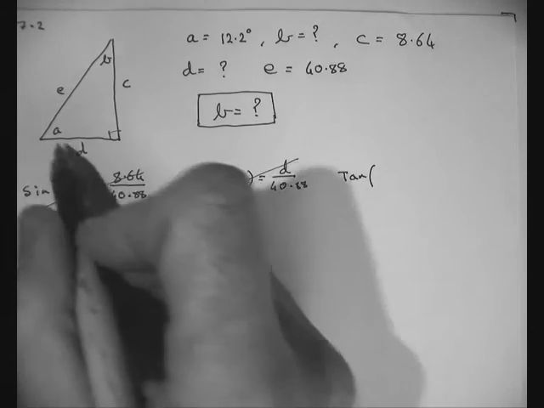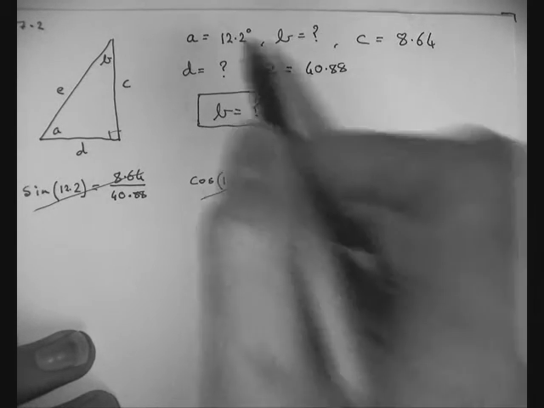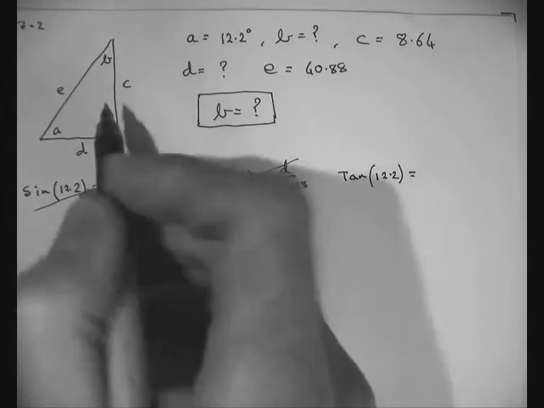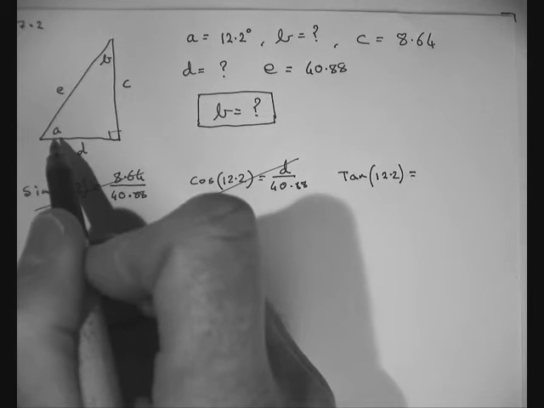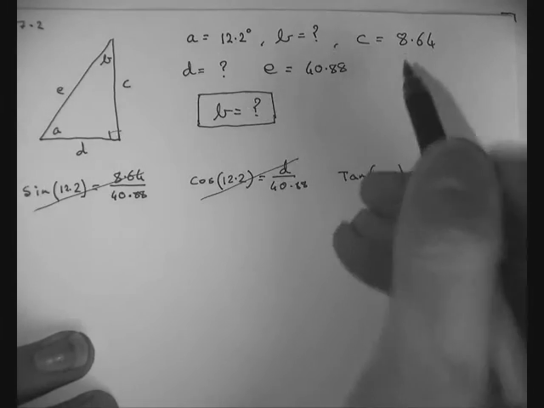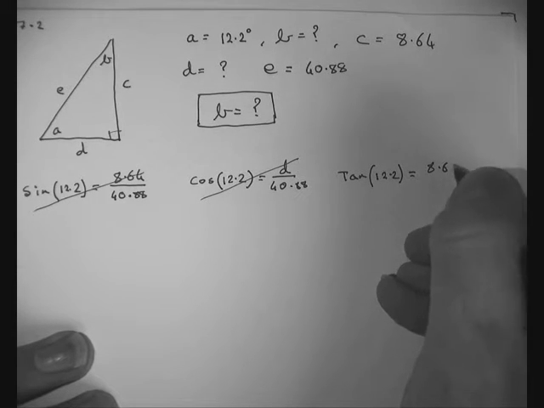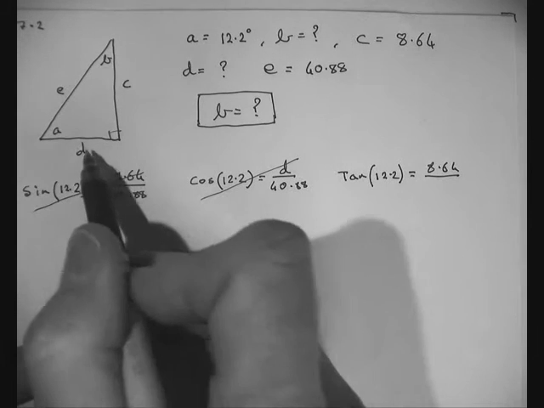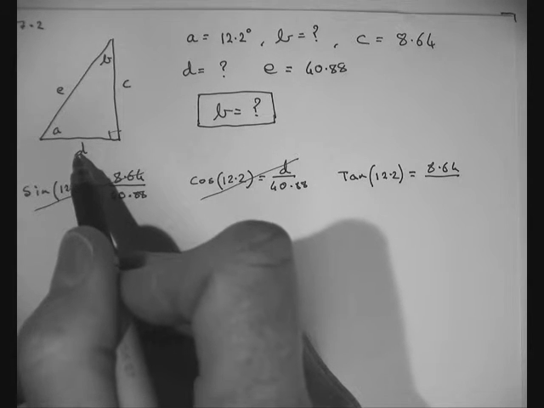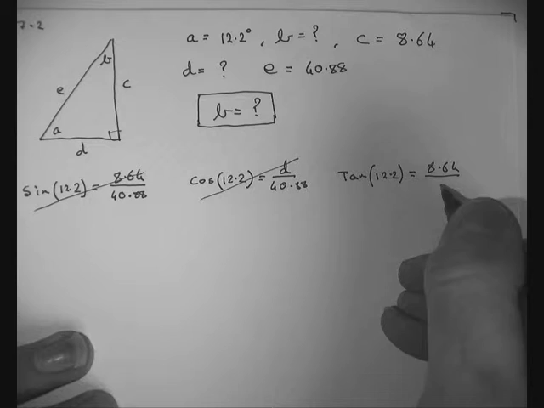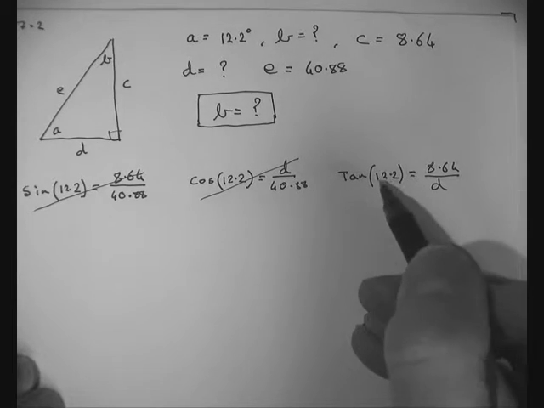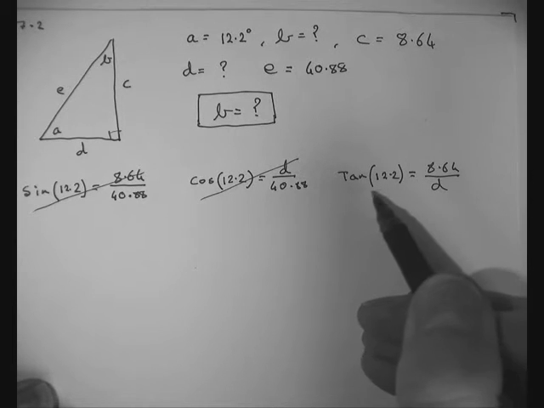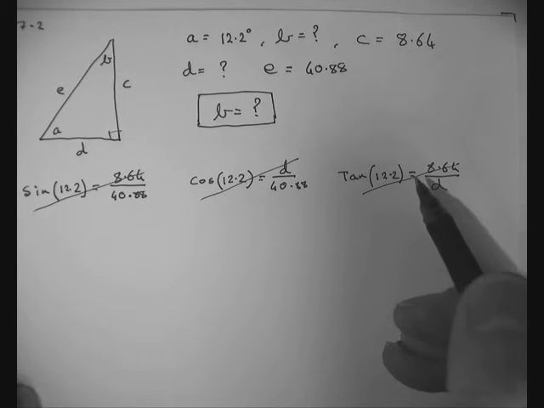Let's try the tan of the angle. The tan of the angle A, 12.2 degrees, is equal to the opposite. C is opposite to the angle A. C is 8.64. Tan is the opposite over the adjacent. D is adjacent, and D is unknown. This is of no use to us as we're looking for B, and B does not appear as an unknown in this equation, so cross that out.